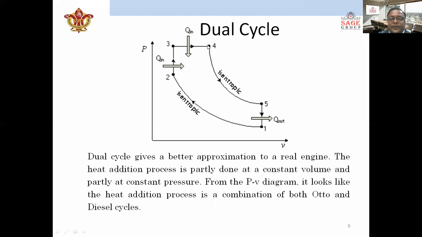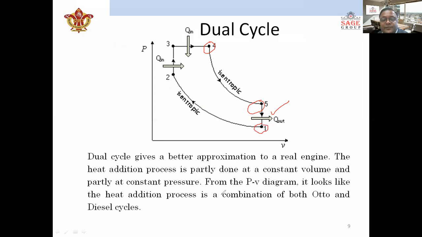And after that, where the combustion process is completed, there is a chance where the fuel supply is cut off. This is the cutoff point, where the fuel supply is cut off. And after that, the expansion takes place. This is called isentropic expansion, the 4 to 5 process. 5 to 1, the exhaust process, takes place at a constant volume.